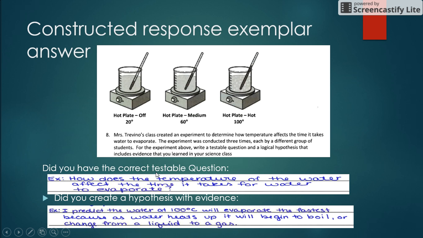So I want you to look. Did you have a correct testable question? A good testable question would be, how does changing the temperature of the water affect the time it takes for water to evaporate? So I know that I'm changing the temperature and I'm recording the time. And did you create a hypothesis with evidence? A good hypothesis would be, I predict that water at 100 degrees Celsius will evaporate the fastest because that's how long it takes water to boil, to change from a liquid into a gas.